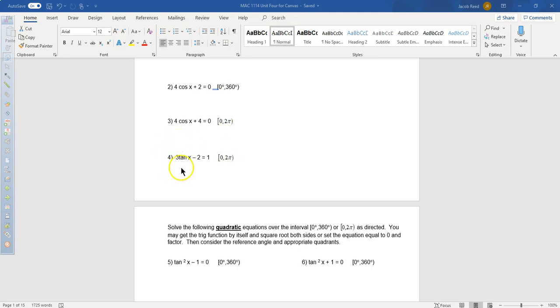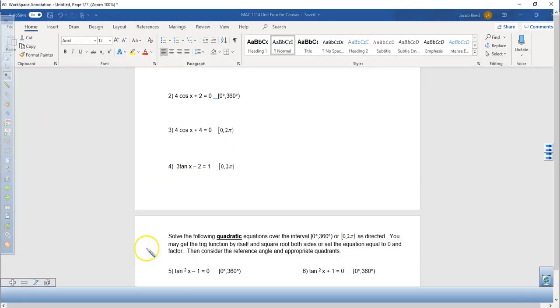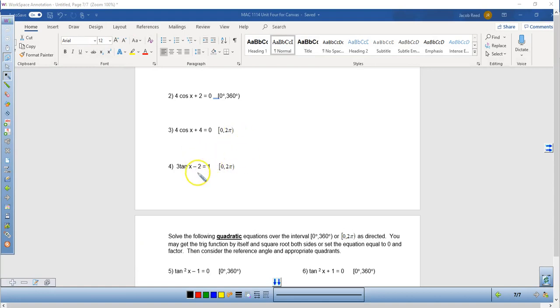At this point in the video, I would pause and try to work out this question here: 3 tangent x minus 2 is equal to 1, in terms of radians. I would try to work this one out, see if you can get it. So I'd pause now. Okay, hopefully you paused the video. If you didn't, that's okay. We're going to work it out now and see what the answer is.